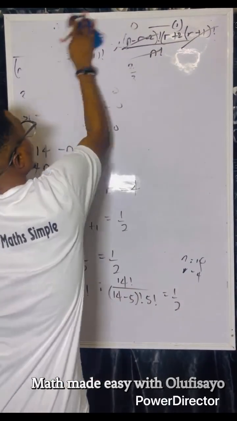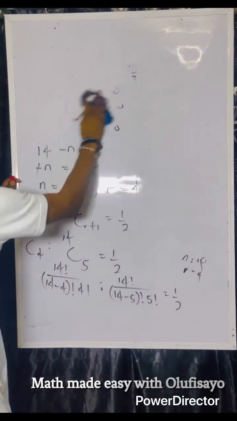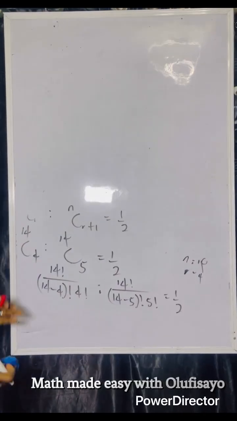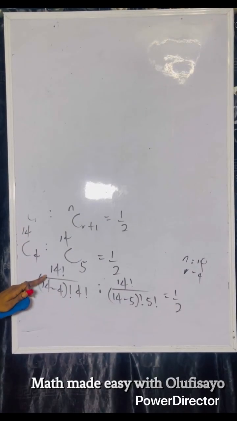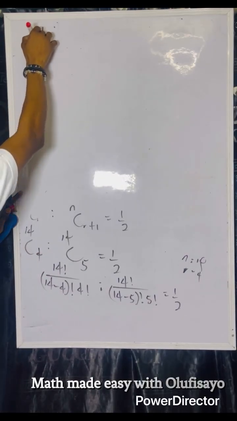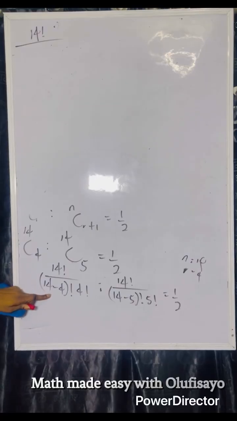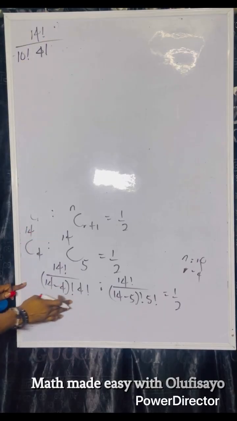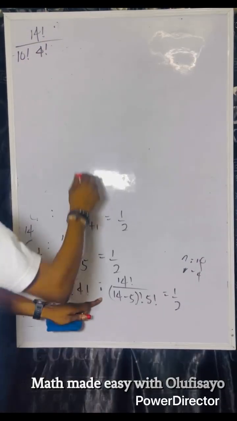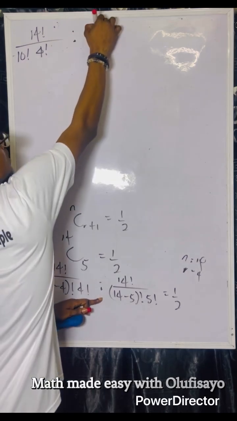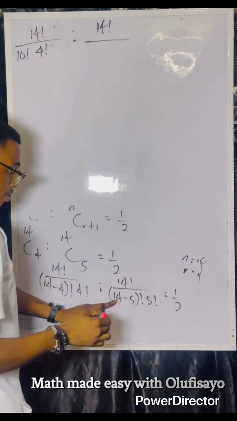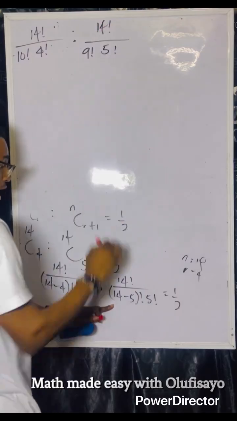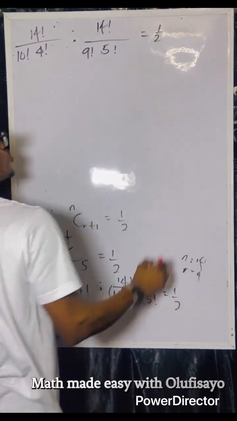Okay, so let's quickly do that. If the right hand side is equal to the left hand side, of course that's what makes an equation balanced. Now 14 factorial over 14 minus 4 gives us 10 factorial, then we have 4 factorial as per this. Ratio, 14 factorial over 14 minus 5 gives us 9 factorial, 5 factorial equals 1 over 2.